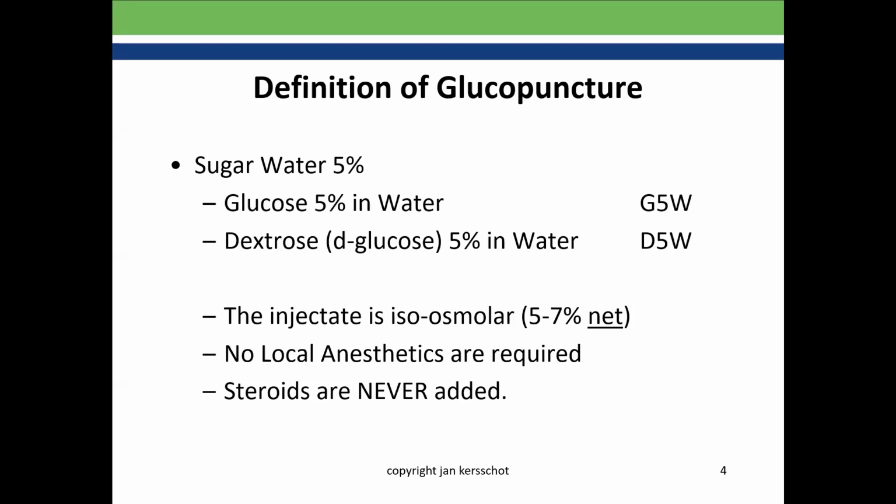If you go too low, like 2 or 3%, or too high, like 20%, then you will have osmolar cell destruction. Hyperosmolar means, like in prolotherapy, too much pressure, and the cell will collapse and get destroyed. If you give very low concentrations, you have hypotonic solutions, then the cell will blow up and also collapse. So in glucopuncture, we always use isoosmolar injections. No local anesthetics are required, and as I said before, no steroids.